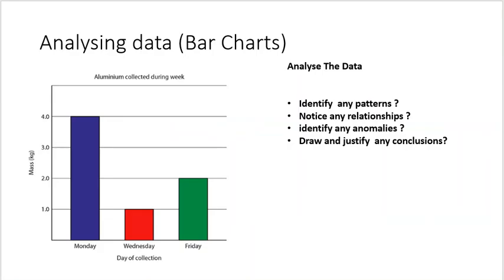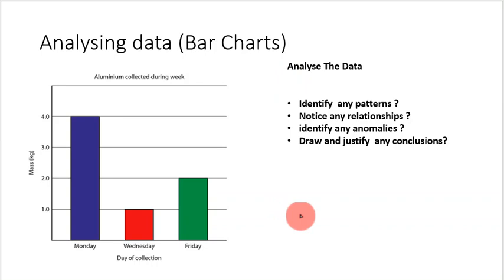So if we have a look at this, this is data, and this data is in the form of a bar chart. This is a really good way to take data and to arrange it so that you can analyze it. So I'll just take a few minutes, have a look at the data set, and maybe pause the video and just analyze it. So what is the data about? What can you notice? Can you identify any patterns? Is there any kind of relationships? Do you notice any anomalies? And can you draw and justify any conclusions from this particular data set?